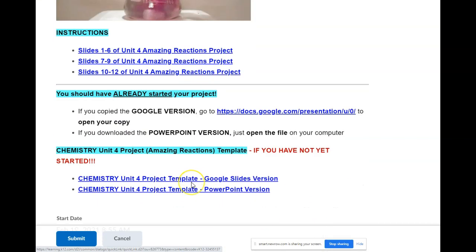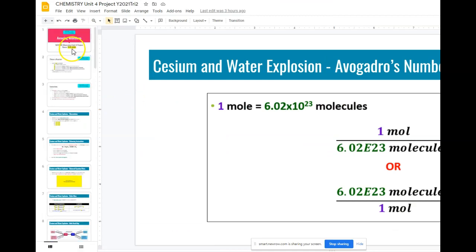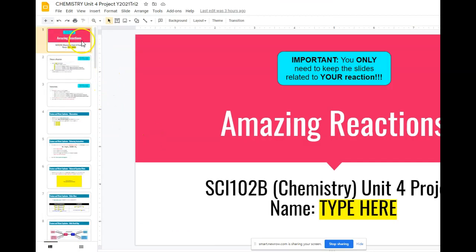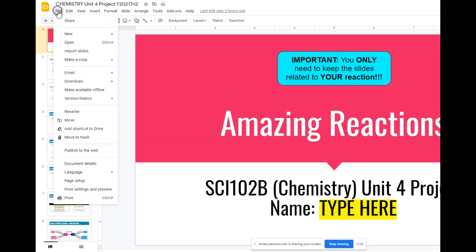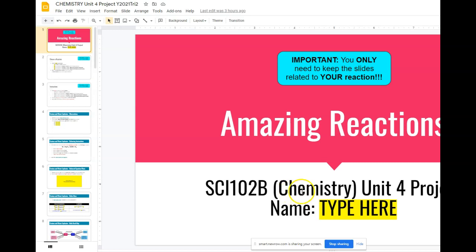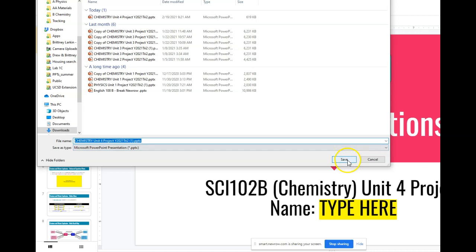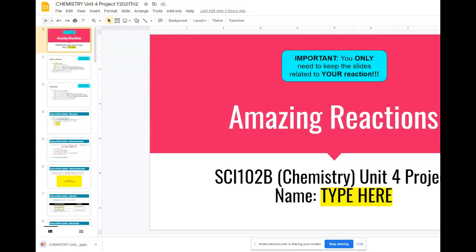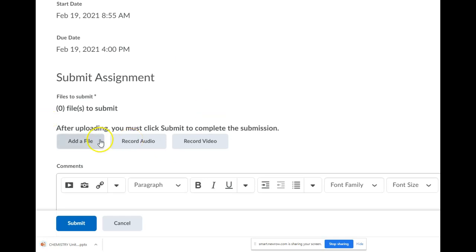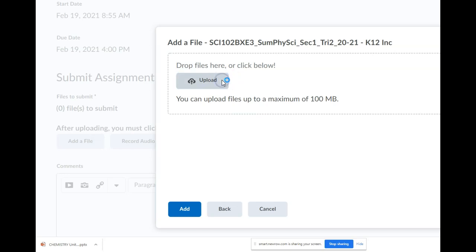When you scroll down, you'll be able to see where it says to add a file. Now, if you're doing the Google version, which looks like this, you do need to download it as a PowerPoint or a PDF first, because it needs to be on your actual computer. So you would go to File, Download, and download it as a PowerPoint or as a PDF. I'll download it as a PowerPoint here. Again, these instructions will be in this afternoon's recording, so don't panic about it, right? So there's that downloaded document. Now I can go to here and click add a file. We want to grab it from our computer and upload it.